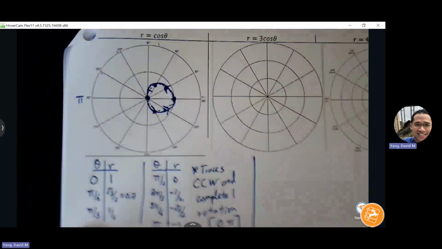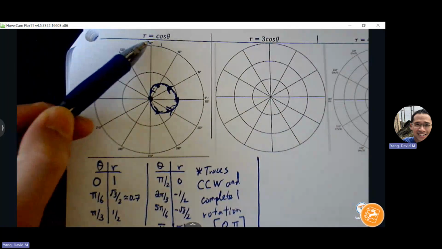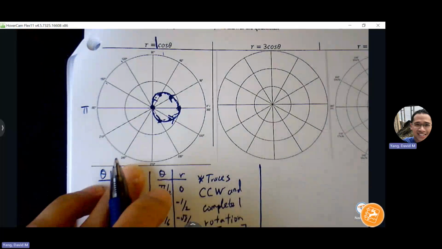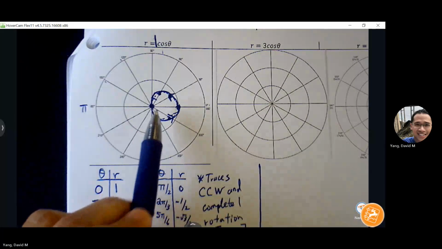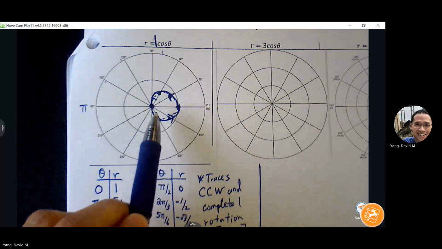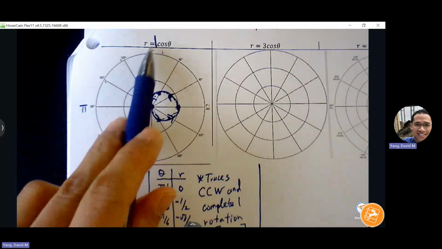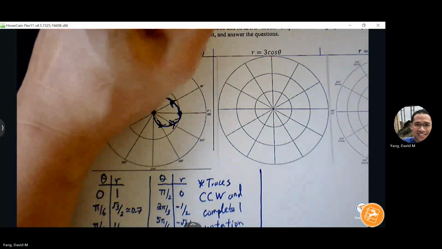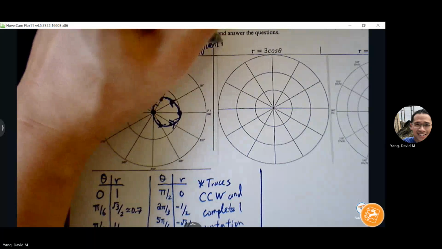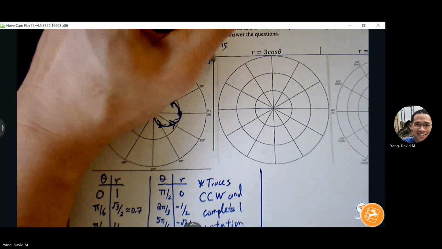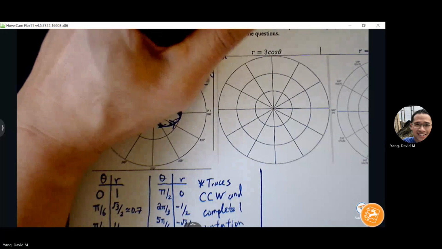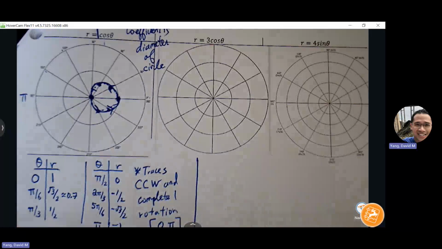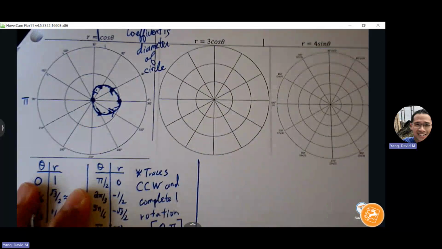Now the coefficient is also telling us something. What's the coefficient in front of this cosine here? 1. Based off the circle, what is that 1 referring to? The what of the circle? Diameter. It's a diameter. So that coefficient is going to be the diameter of my circle. We can use that knowledge to help us take some shortcuts. We don't have to do all this if we kind of have an idea how things will go.